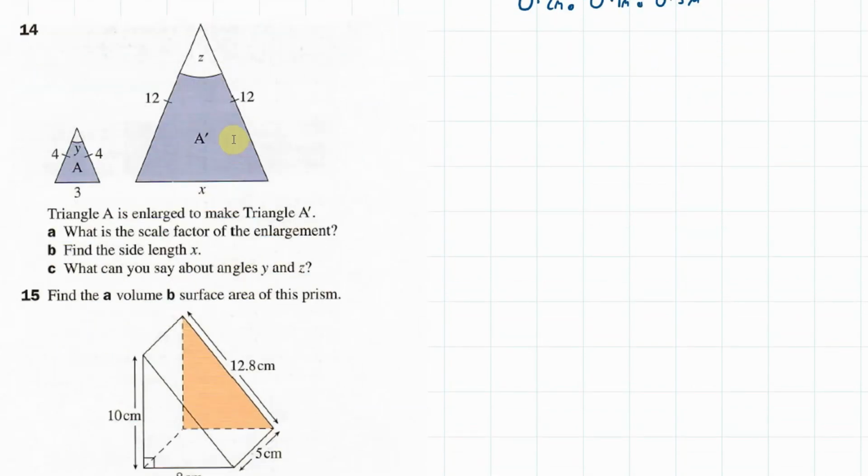Now, this next one here, we're enlarging the triangle. What's the scale factor of enlargement? So we look at this here, 4, and it corresponds to this 12 here. So the scale factor of enlargement is a 3. Now, that means that going from this to here is 3 times 3, so that must be therefore 9. What can we say about the angles Y and Z? What happens to angles when you enlarge? They are the same.